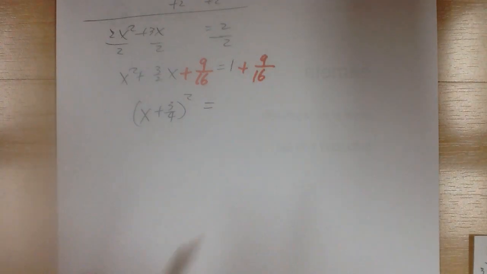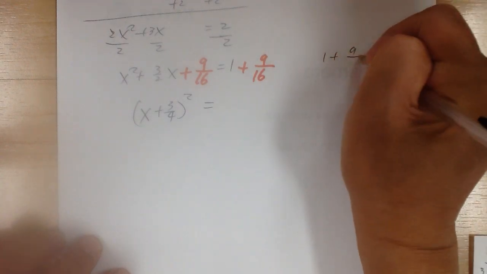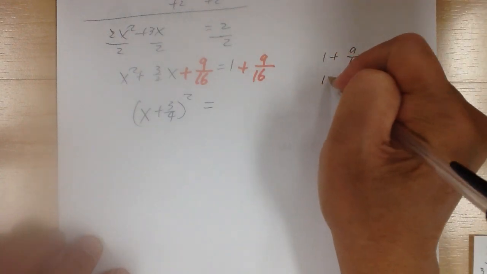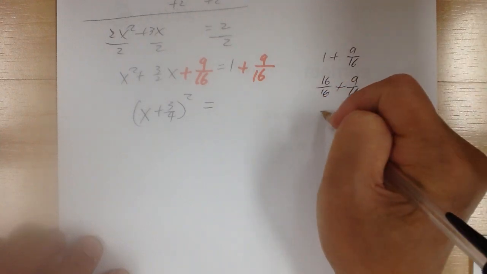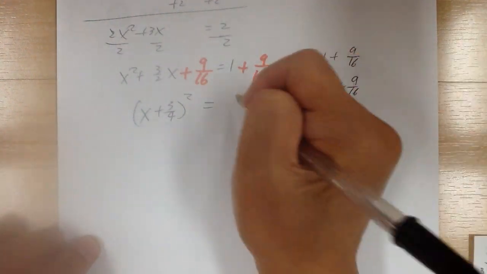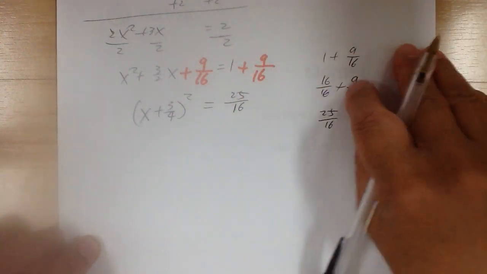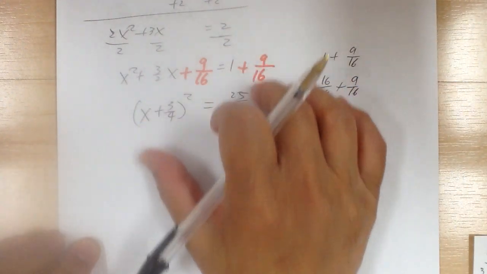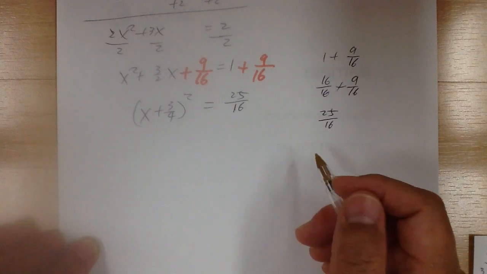Okay. So when you add this together, you can go off to the side. So 1 plus 9 over 16, it becomes 16 over 16 plus 9 over 16. This gives you 25 over 16. Okay? So you get 25 over 16. Again, you want to do the minor steps off to the side, so that way you don't clutter up your major steps and end up losing track of what you're doing.